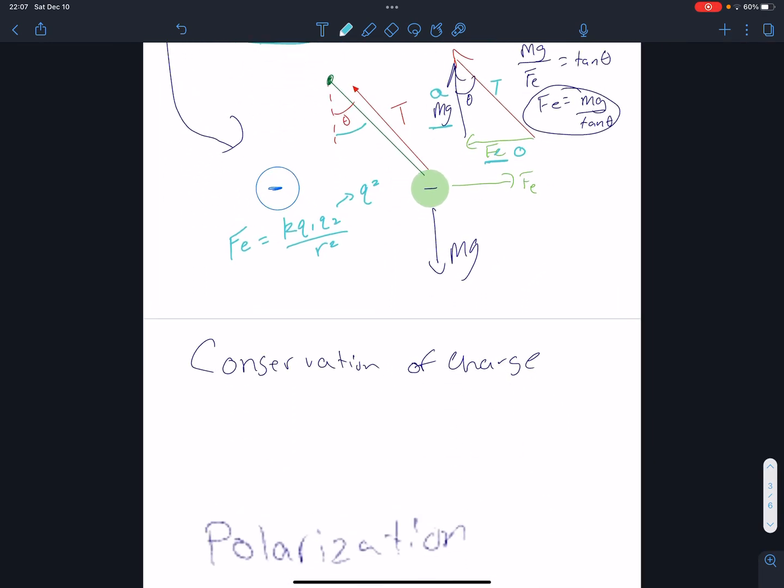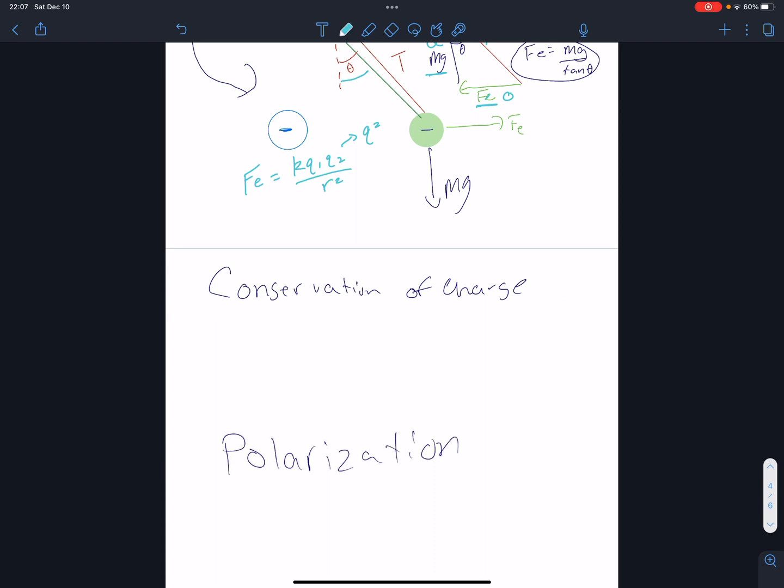All right, so a couple other things. Conservation of charge. Please note that if you have three objects, if they're the same size, I guess I could just duplicate them. All right, and this has 1, 2, 3, 4, 5, 6, 7, 8 charges.